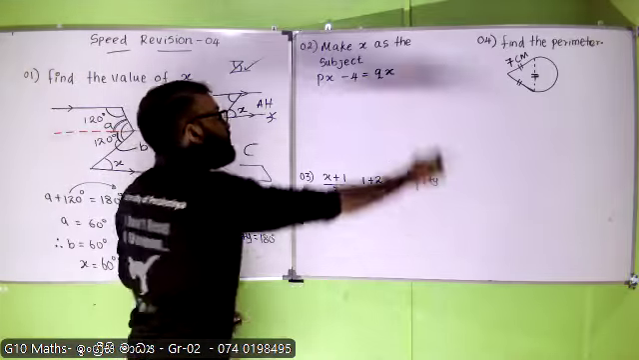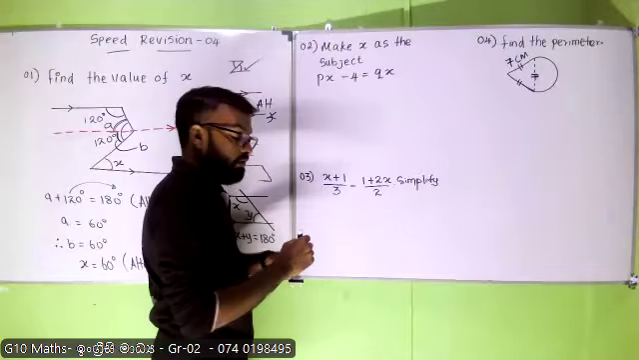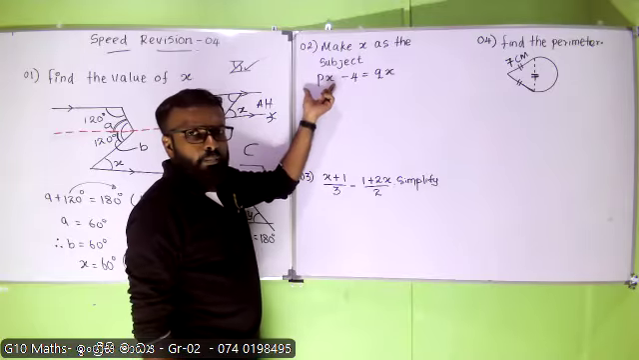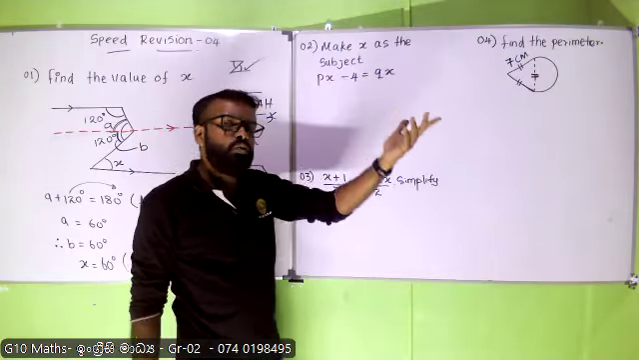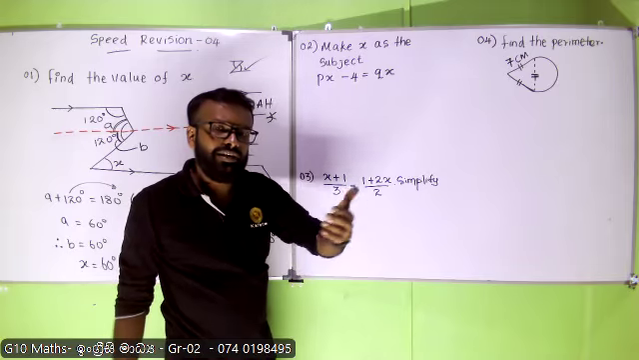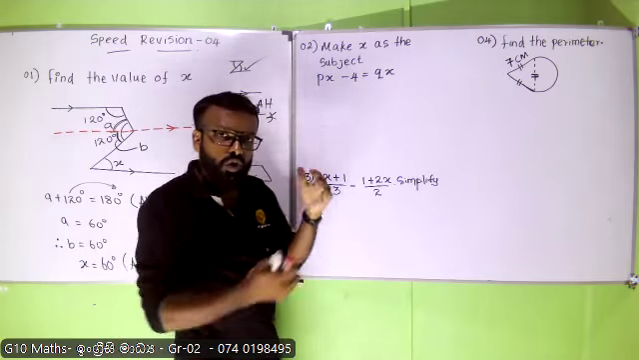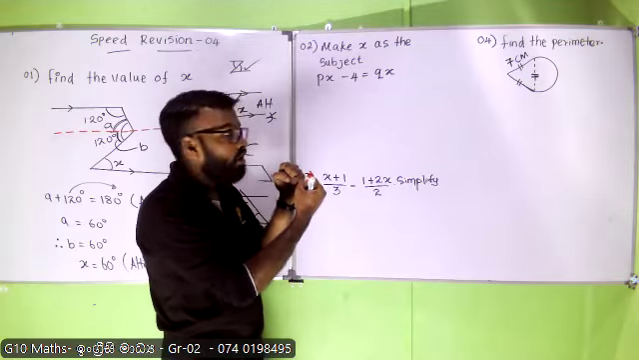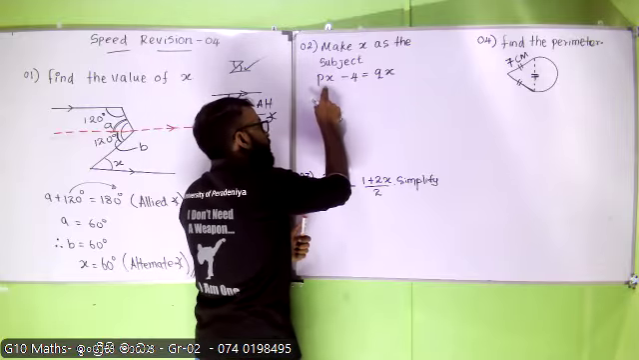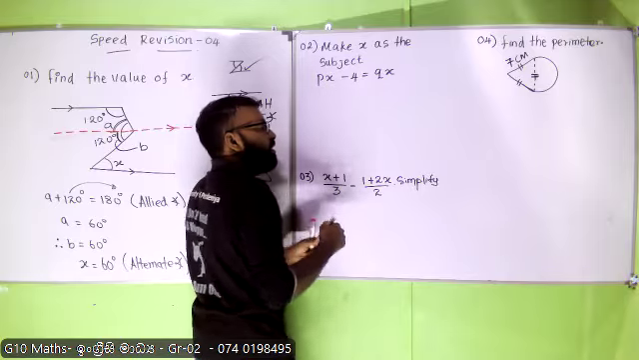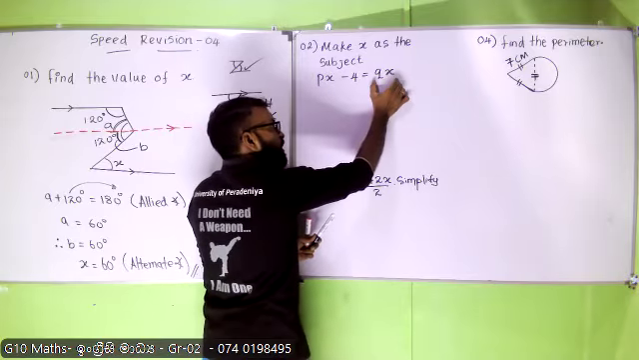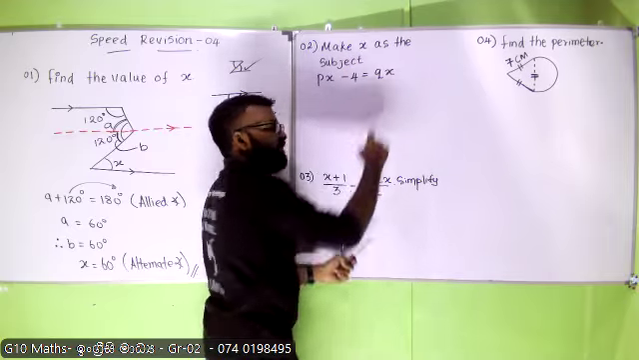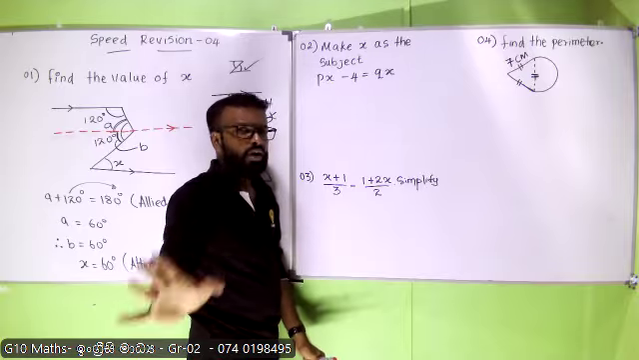Make x the subject. So how are you going to do that? Px minus 4 equals Qx. x is in two places, so you have to take those two places into one place. Here you have x, here you have x. So it would be better to take this Qx term to this side and this minus 4 term to this side. At once you can do that.